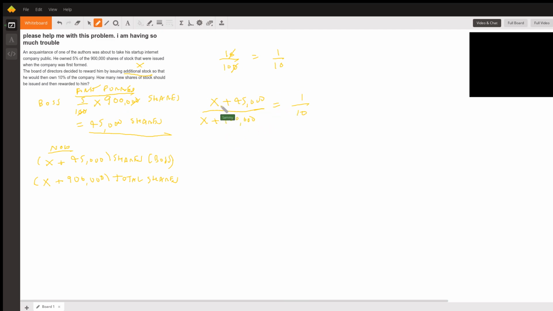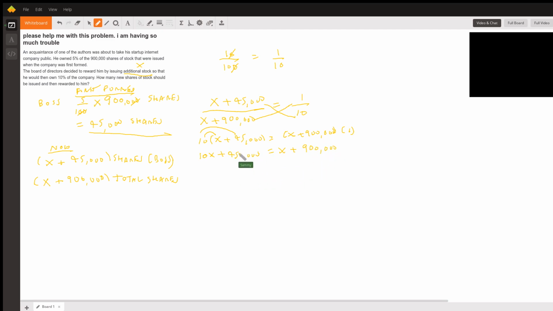We take this X plus 45,000 and multiply it by 10, so I have 10 times X plus 45,000, and that's going to be equal to X plus 900,000 times 1. I'm just cross multiplying. That's all I'm doing. Now we need to distribute the 10 to the X and to the 45,000. So 10 times X is 10X, and 10 times 45,000 is 450,000. And anything times 1 is the same number, so this is equal to X plus 900,000.